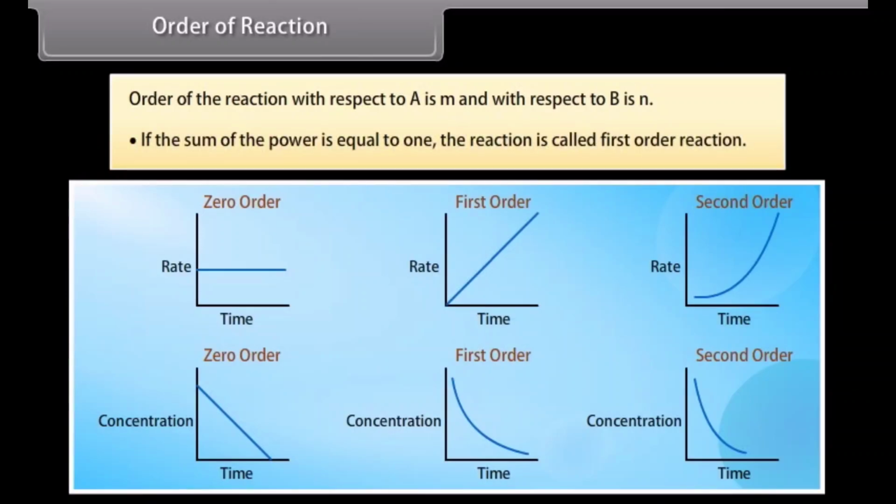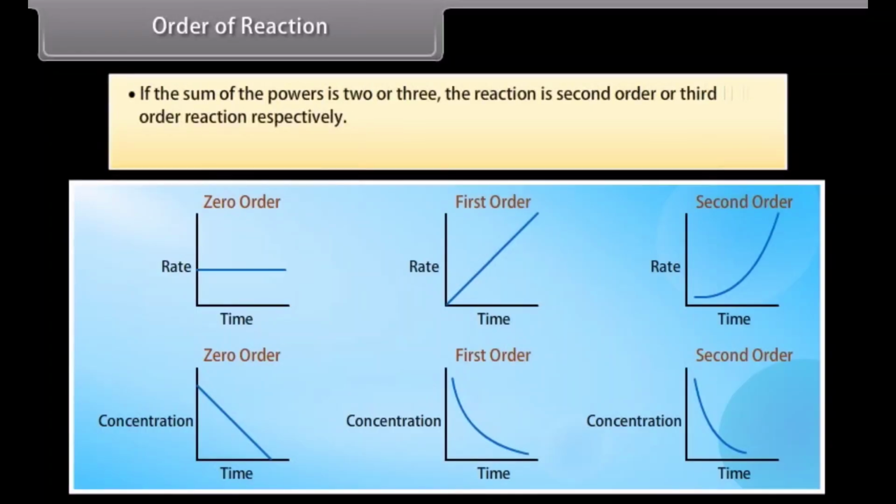If the sum of the powers is equal to 1, the reaction is called a first-order reaction. If the sum of the powers is 2 or 3, the reaction is second-order or third-order reaction respectively. The order of a reaction can also be zero or fractional.